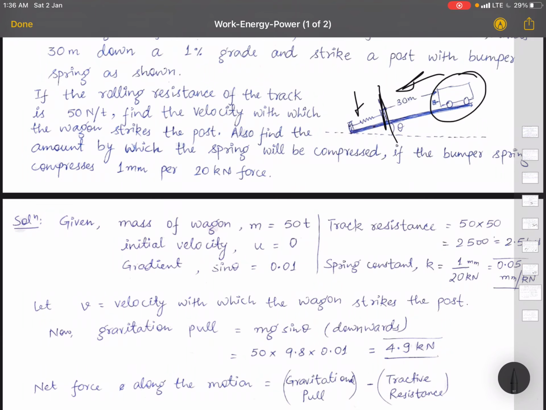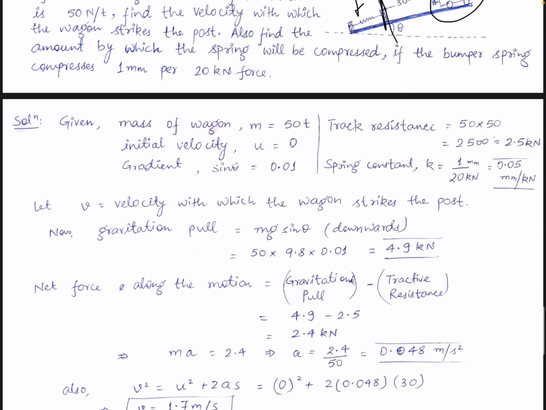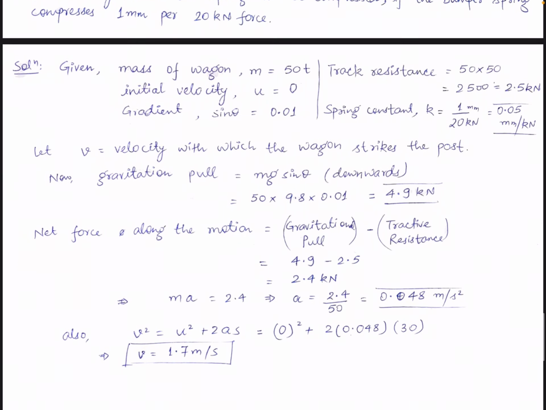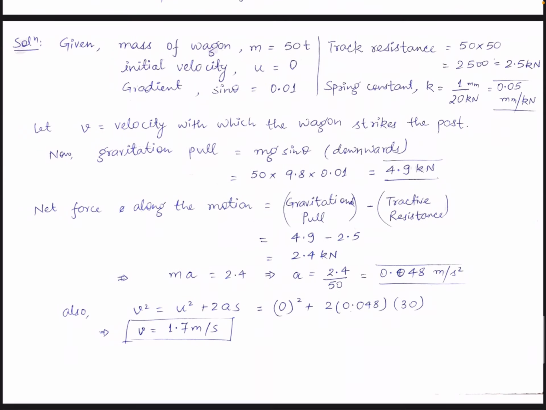If the rolling resistance of the track is 50 newton per ton, find the velocity with which the wagon strikes the post. Also find the amount by which the spring will be compressed, if the bumper spring compresses 1 mm per 20 kilonewton force. Stiffness is given. Now let us start the problem.